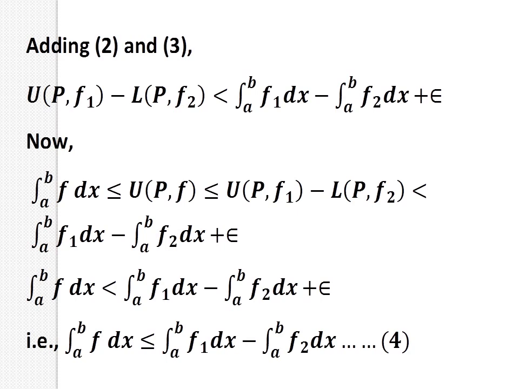Therefore, integration of f from a to b is less than integration of f1 from a to b minus integration of f2 from a to b plus epsilon. That is, integration of f is less than or equal to integration of f1 minus integration of f2 from a to b.